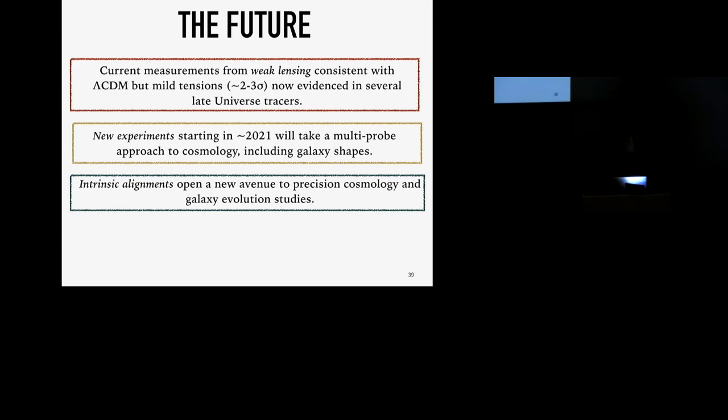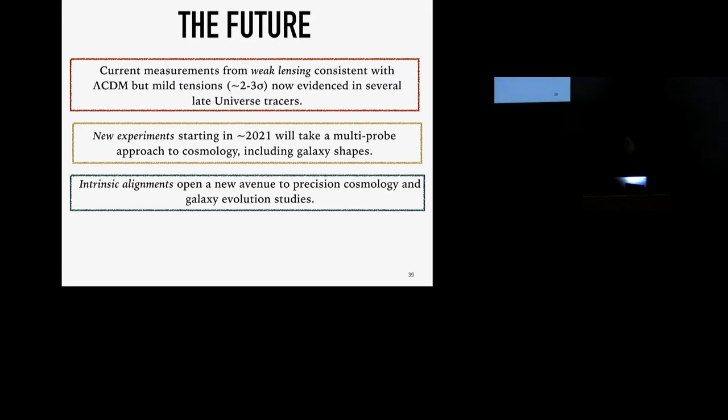Okay, so I think the future is bright. I think current measurements from weak lensing have reached an era of maturity where they're able to give us cosmological constraints. They're consistent for now with lambda CDM, with mild tensions that might be statistical, might not be, only time will tell. So within the next few years, I think we'll have the answer to this question.